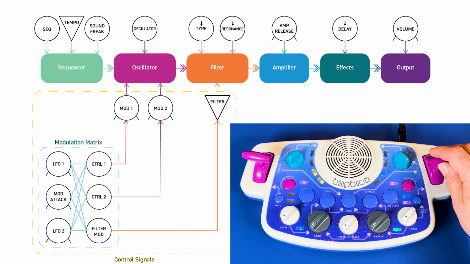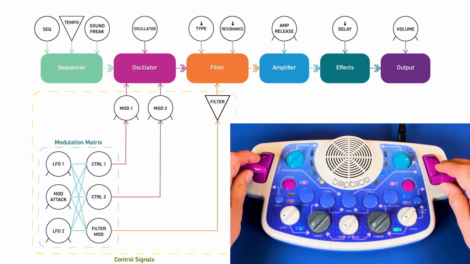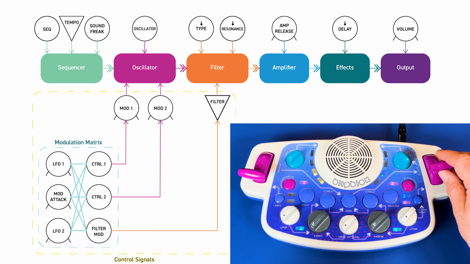In this video, I'm going to talk about how the Blipblox is an important STEM learning tool, specifically demonstrating the concept of signal flow. The signal flow diagram you see here is included in all After Dark and SK2 instruction manuals. It shows step by step how the Blipblox creates sounds.